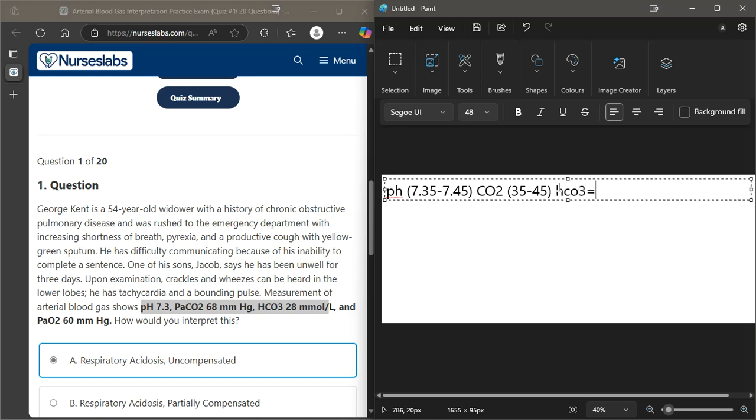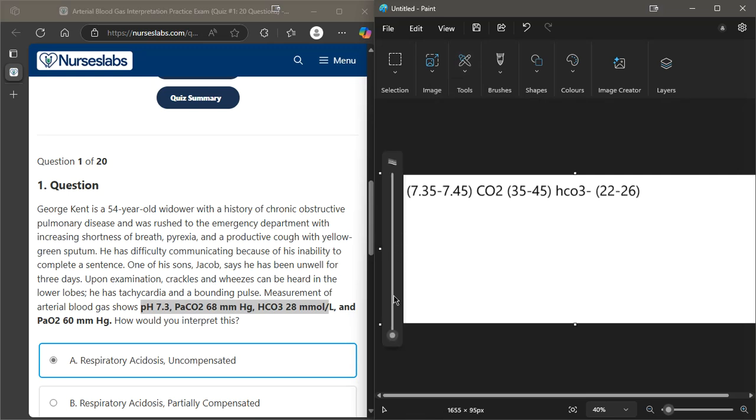And then coming to the bicarb, the normal values we said are 22 to 26. So you just have to remember these values. You won't be given these values. It will be a matter of you remembering them. Okay, so we're using the tic-tac-toe method. We will say acid, normal, and basic.